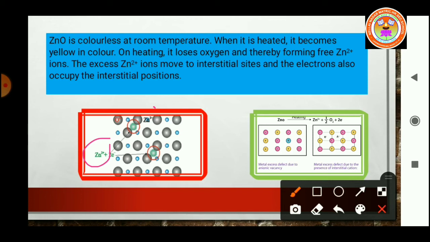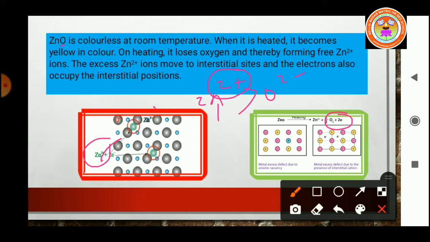So see here, Zn2+ increases, isn't it? That is extra cation present at the interstitial sites. Here which one is anion? That is oxygen 2-. So more number of cations is present. This extra Zn2+ ion, how can it be balanced? It is balanced by 2 electrons. See here, 2 electrons are also present in the crystal.